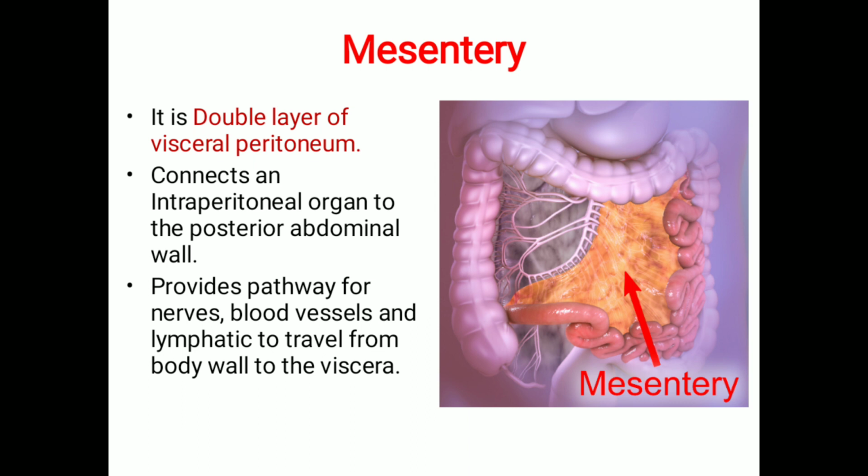Next, what is mesentery? So it is a double layer of visceral peritoneum. It connects an intraperitoneal organ to the posterior abdominal wall. It provides a pathway for nerves, blood vessels, and lymphatics to travel from the body wall to the viscera. So in this diagram, the fatty yellowish color layer is nothing but the mesentery.